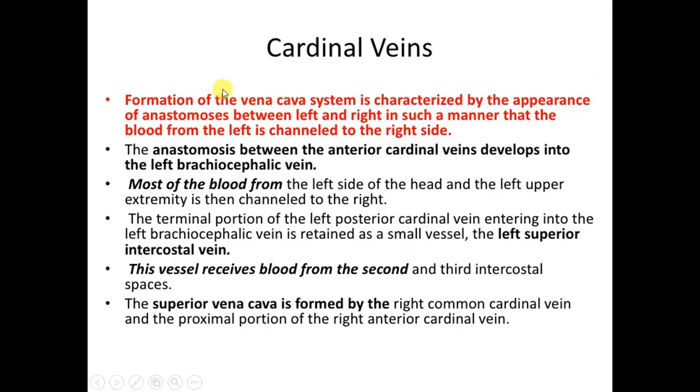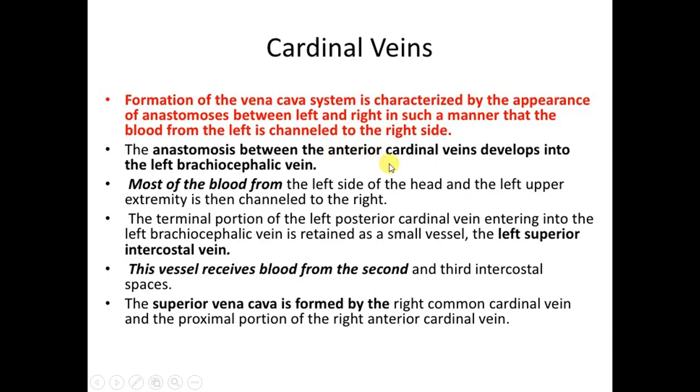Now, the formation of the vena cava and the appearance of the anastomoses between left and right. It is designed in such a manner during development that the blood from the left side moves towards the right side. Because in adults, all the blood from the body comes into the right atrium, so it has to come to the right side. So blood is shunted from the left side to the right side by the anastomosis.